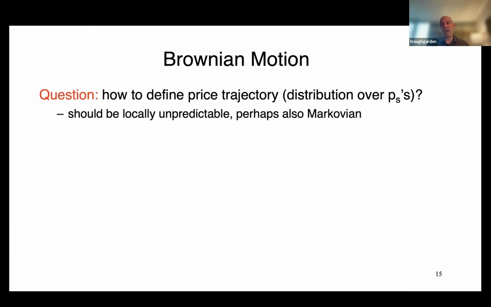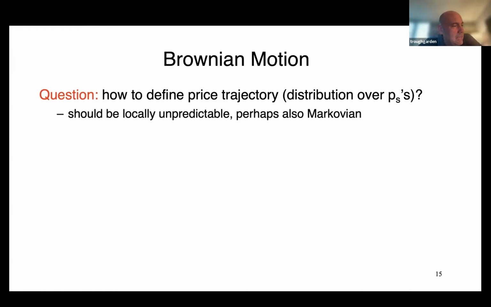So if at time S the price is 100, you do not care how it got to 100. You don't care if it went up and then back down, or down and then back up. All that matters as far as knowing what's going to happen in the future is that at time S, it's 100. Okay, that's what I mean by Markovian. So there's a lot of different stochastic processes with these properties.